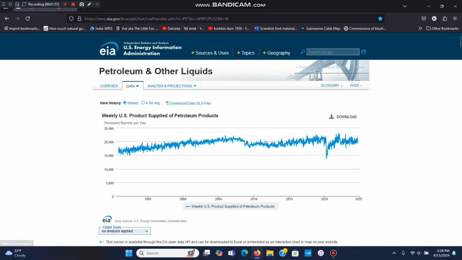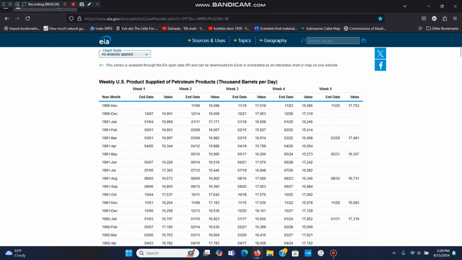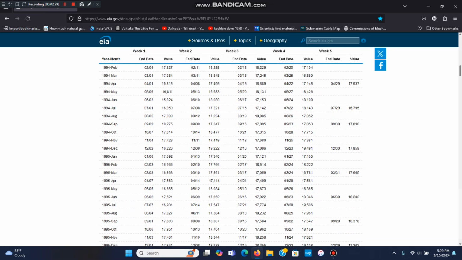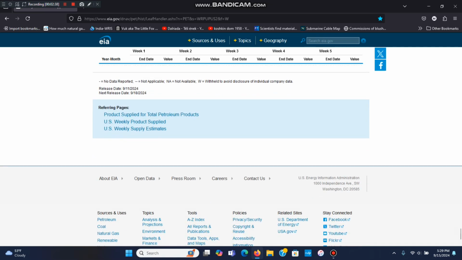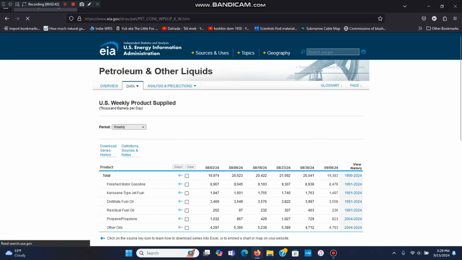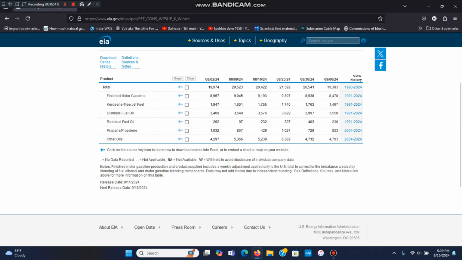Just type in EIA US weekly product supplied or weekly petroleum product supplied for the weekly updated US demand graph. And it has the same date, month, year, and week setup that you can look through. And coming down, you see the latest number was rounded about 19.4 million barrels per day. If you come down to the bottom here, click the middle link that says US weekly product supplied, and you will get a table layout that will actually show you the breakdown for each week.